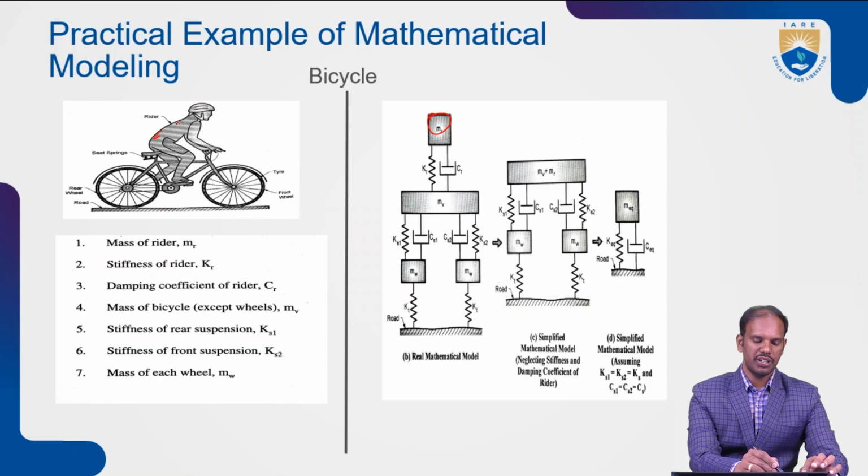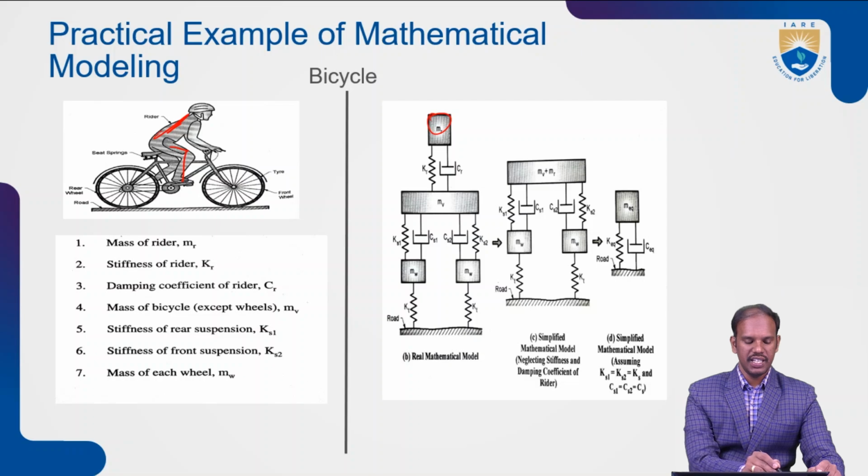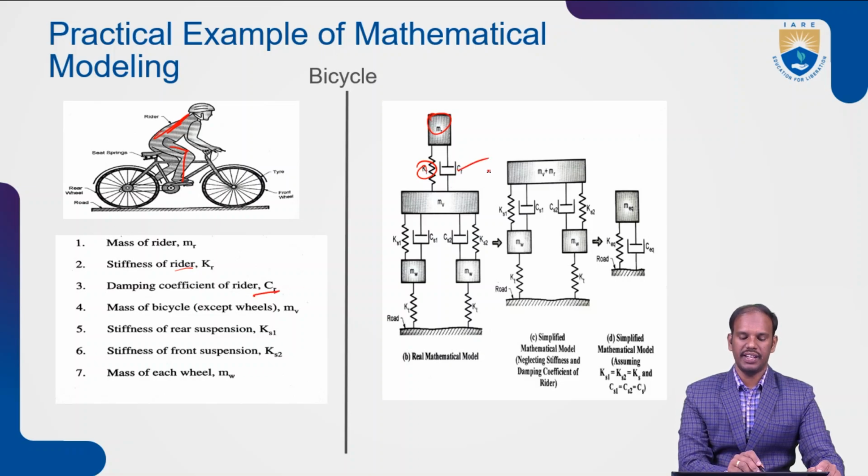There is a bending position as well as legs position, which we try to keep in the same position. If a body is having some stresses, then it tries to move to its original shape. It is called the stiffness of the rider, Kr, with the damping coefficient of the rider equal to Cr. And the mass of the bicycle we have taken in terms of Mv.